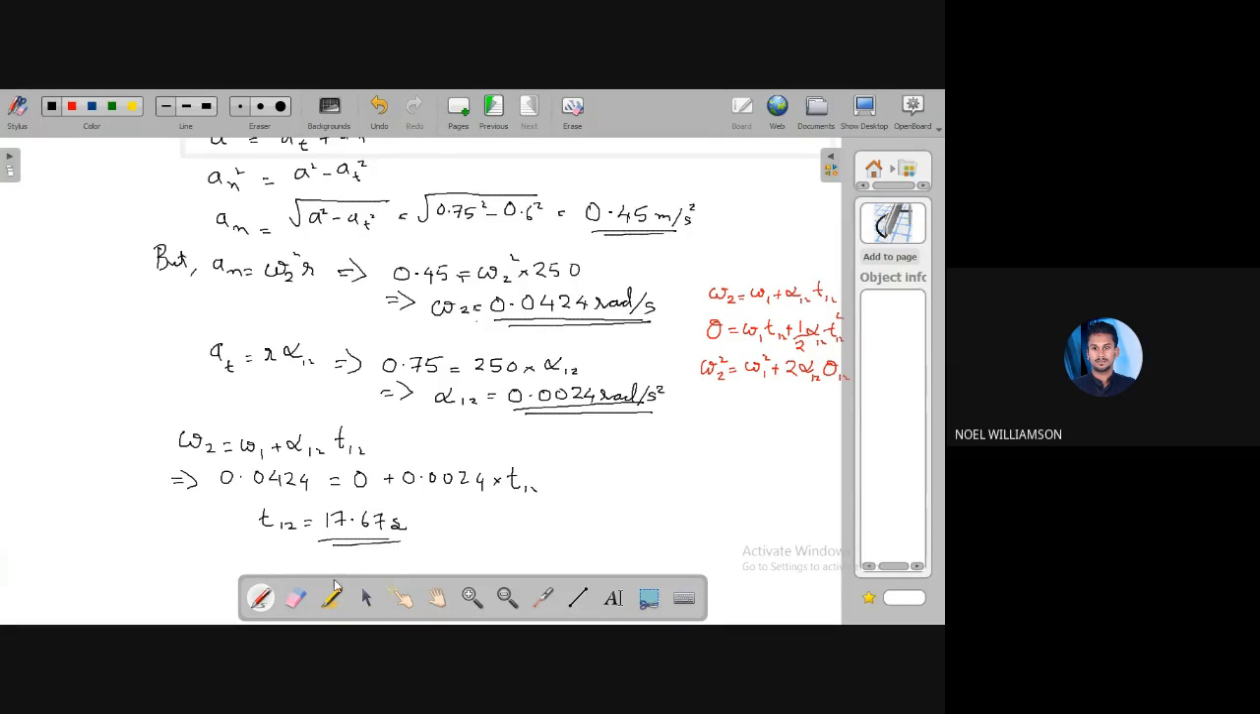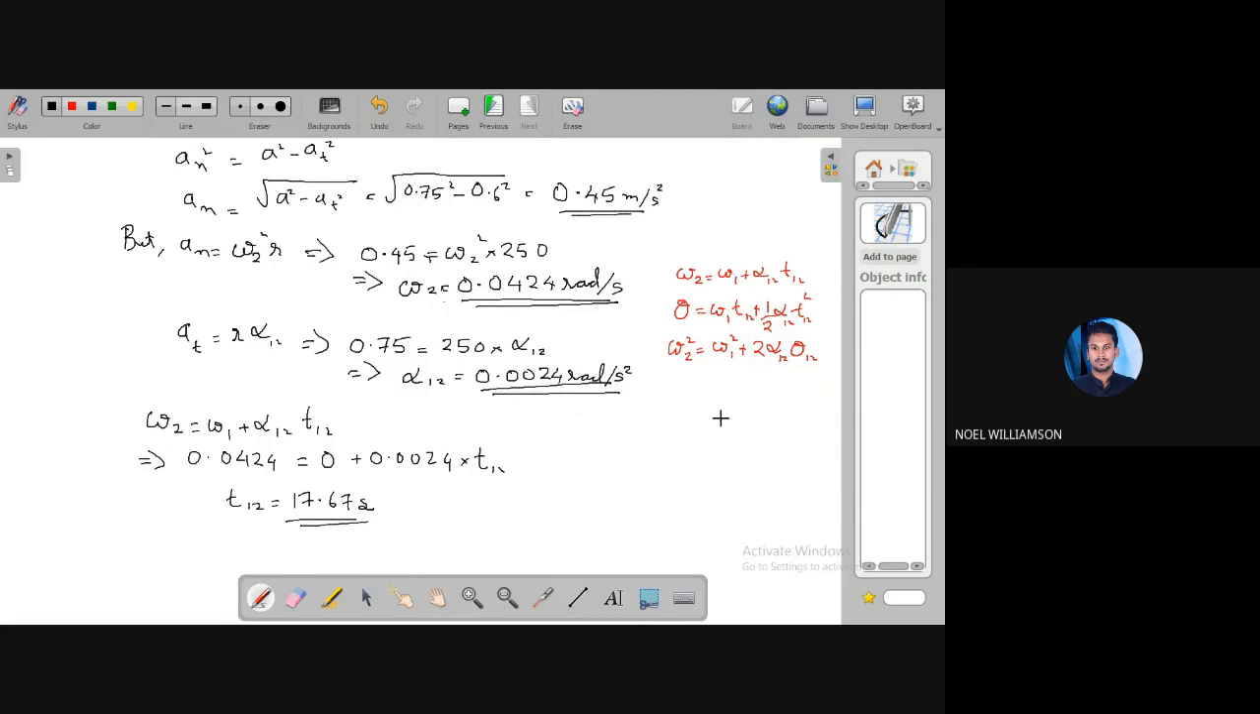Now we have another set of relations: s equal to r theta, v equal to r omega, and a equal to r into alpha, where s is the linear displacement, theta is the angular displacement, v is the linear velocity, omega is the angular velocity, a is the linear acceleration, and alpha is the angular acceleration.